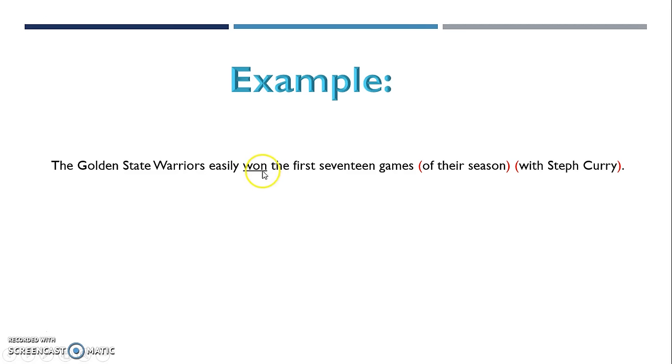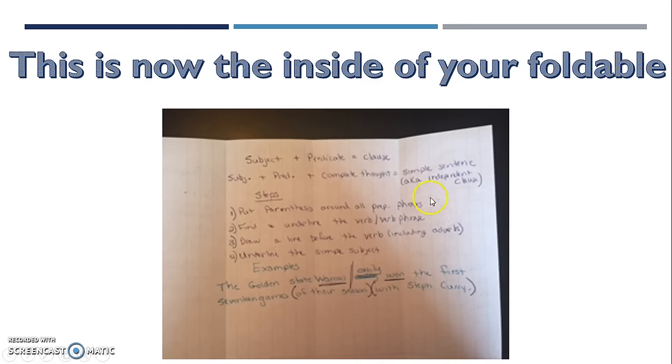Won is our verb. It's an action verb. What did they win? The first 17 games. Ba-bang, there's your direct object, but I'm not asking for that today. Easily goes with won. So your line goes before easily, because easily goes more with won than it does with Warriors. And then the Warriors is your simple subject. So the Warriors won, even though they didn't. Whoops. Make sure this is written in your foldable. All right, so this is what your foldable should look like.